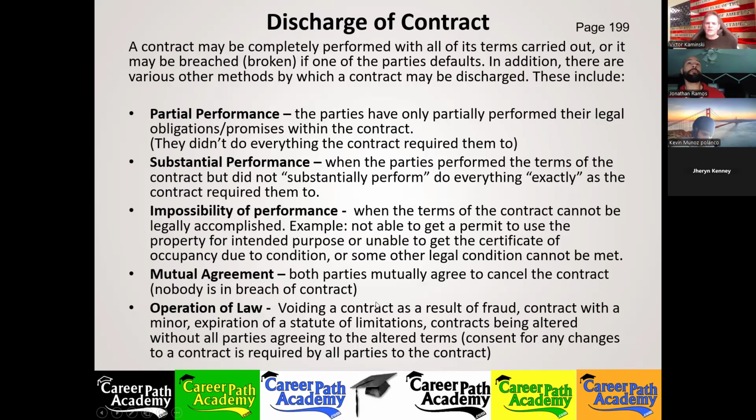Or by mutual agreement, both parties just mutually agree to cancel the contract, in which case nobody's in breach. Or by operation of law, like voiding a contract as a result of fraud, a contract with a minor, expiration of a statute of limitations, or contracts being altered without all the parties agreeing to those altered terms. Remember, consent for any changes to a contract are required by all the parties. They need to initial and sign next to them.